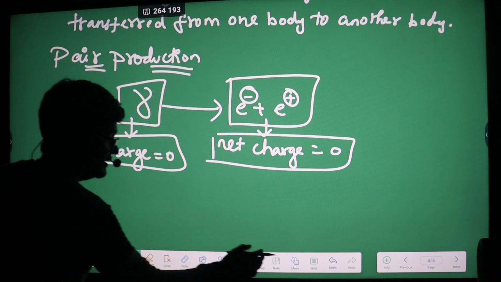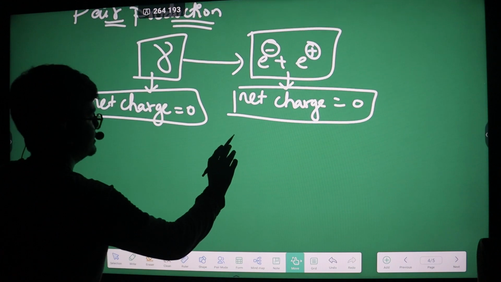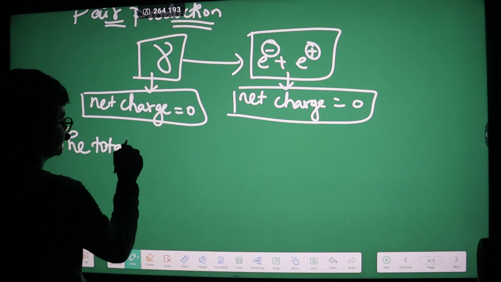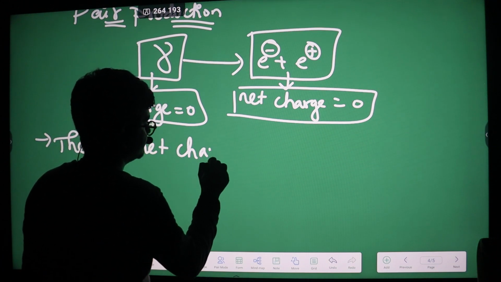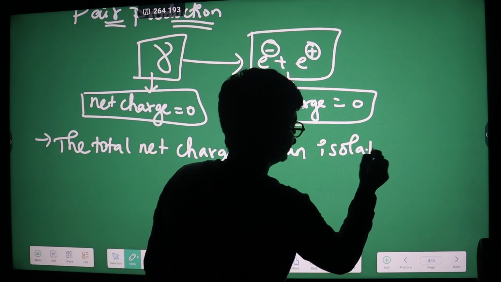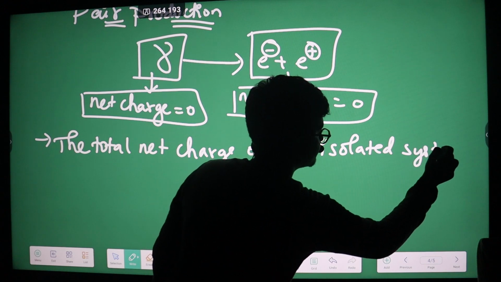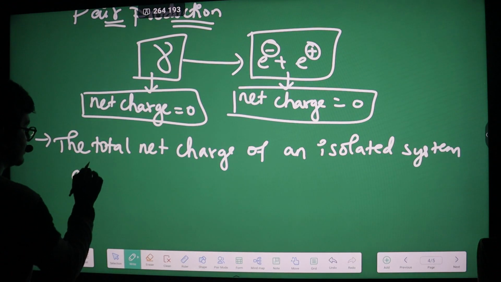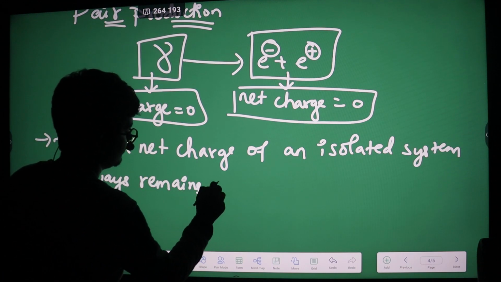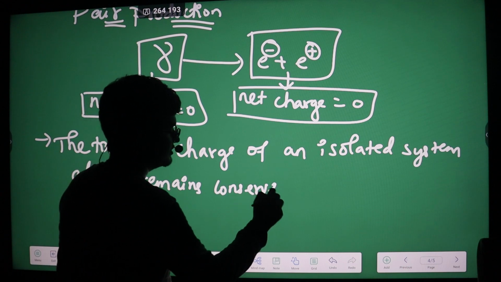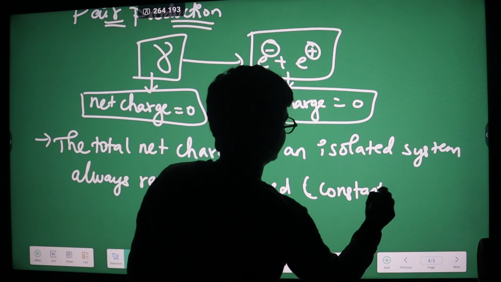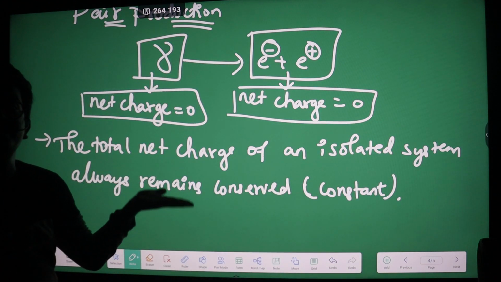What does it mean? The statement is very important. The total net charge of an isolated system always remains conserved, or you can say constant. You can even write constant instead of conserved. Whatever you wish to write, but it should be correct.